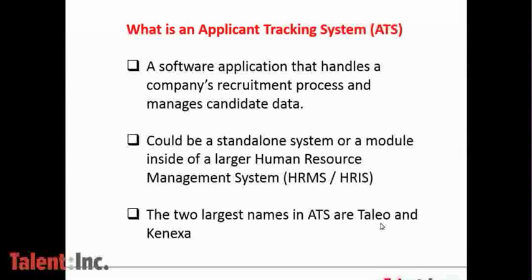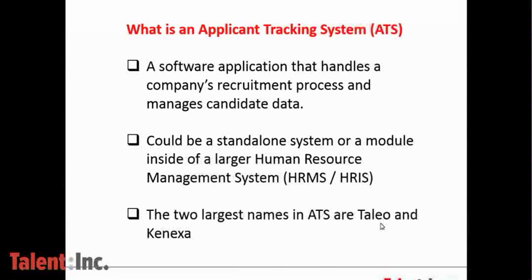Two of the largest names in applicant tracking systems are Taleo, which is an Oracle company, and Kenexa, which is an IBM company. Very often when you look at a company website or a job board, you'll see somewhere on the bottom, powered by Taleo or powered by Kenexa. So they are the engines that run customized solutions for these companies. You can buy it off the shelf, or you can have it highly customized as a solution. But those are the two main names.